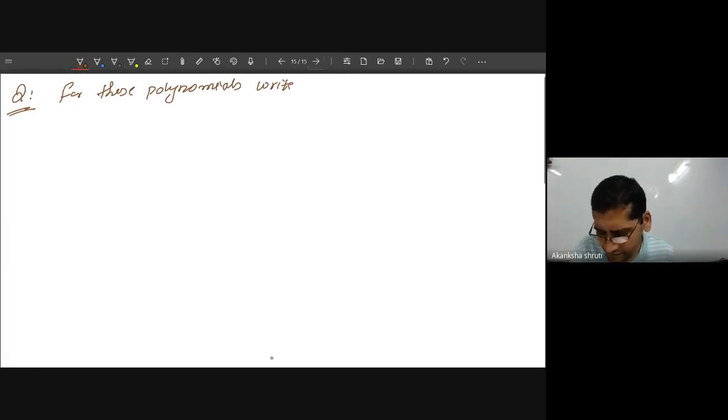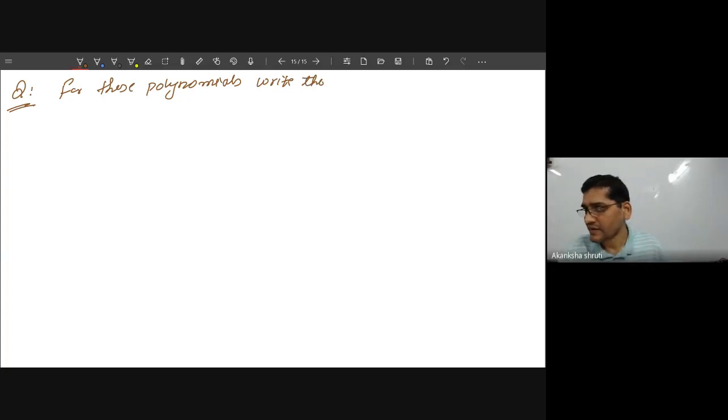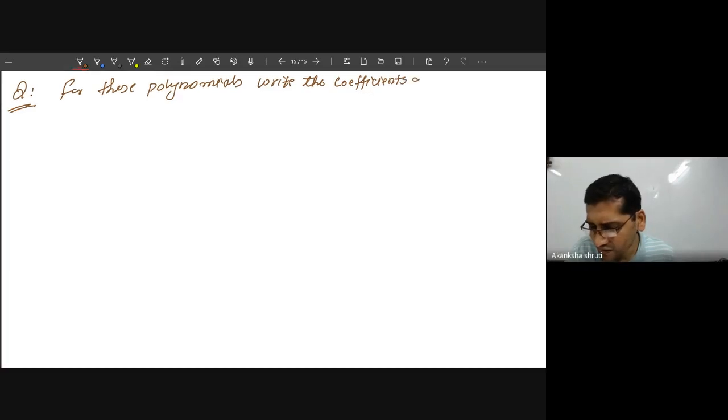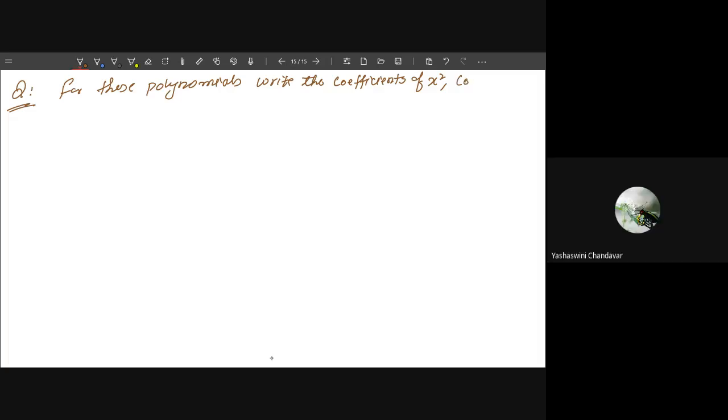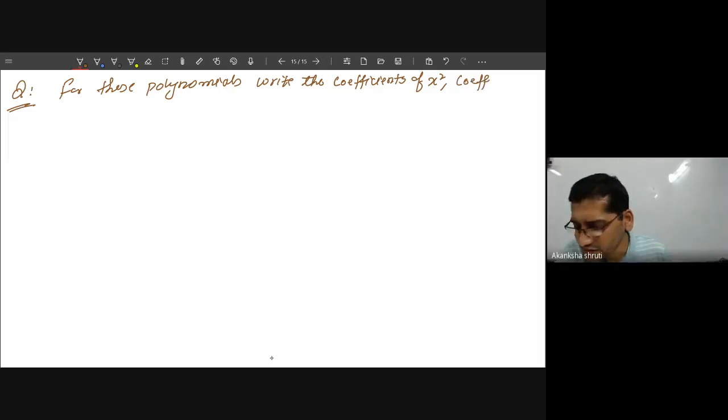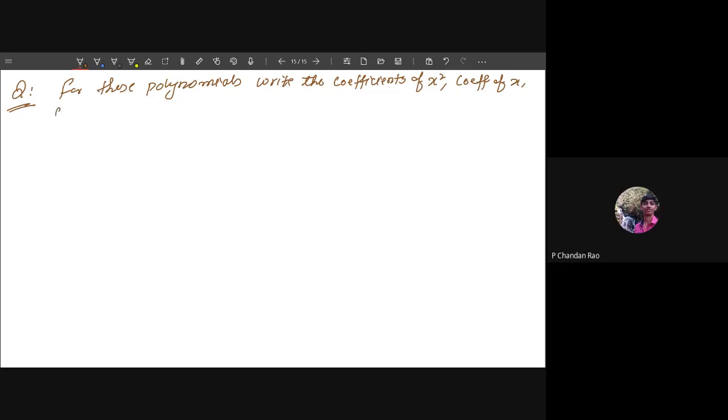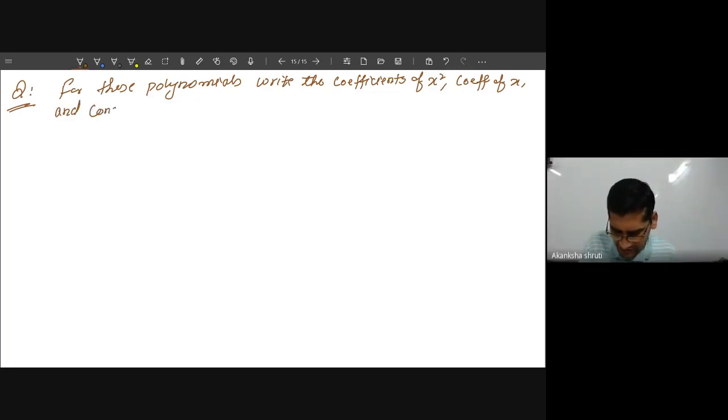Write the coefficient of x square. Students, you are there, no? Hello. Yes, sir. Yes. Coefficient of x. And constant terms. These things you have to write in each of these cases.